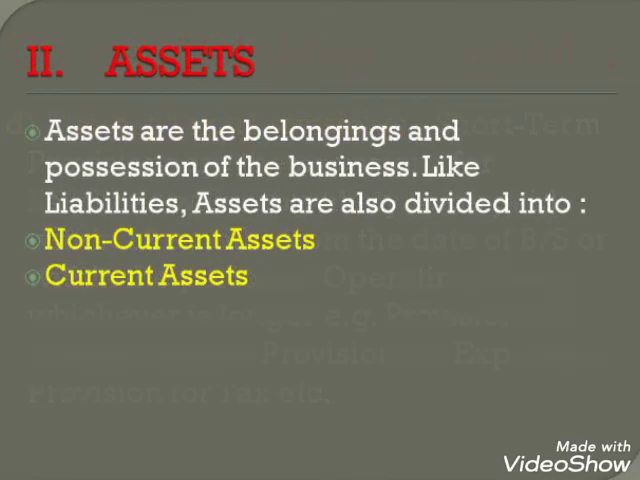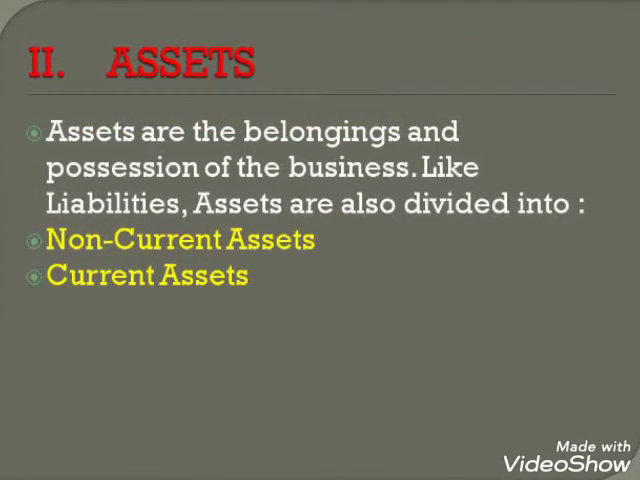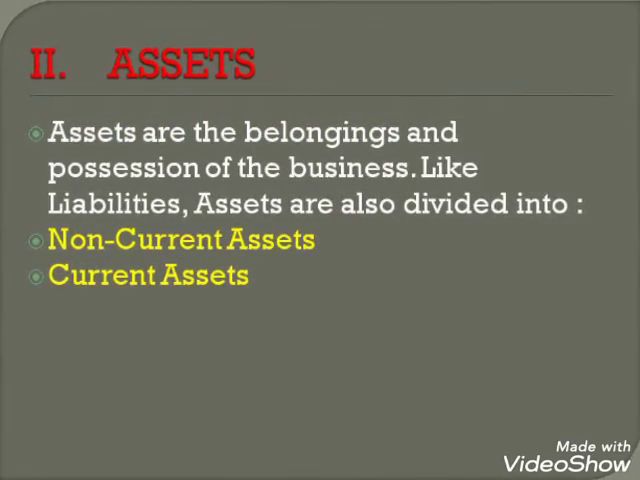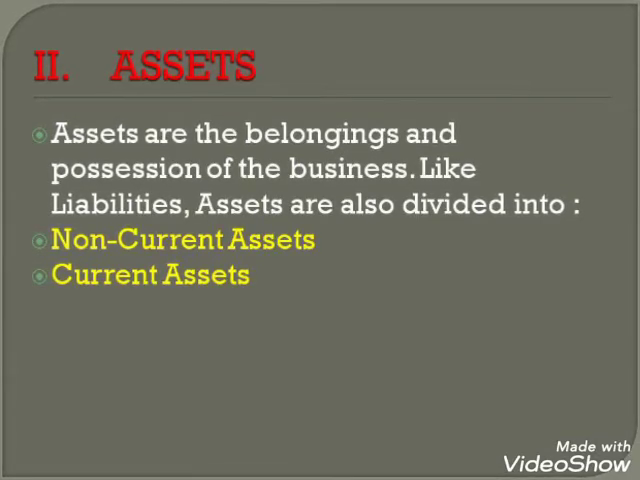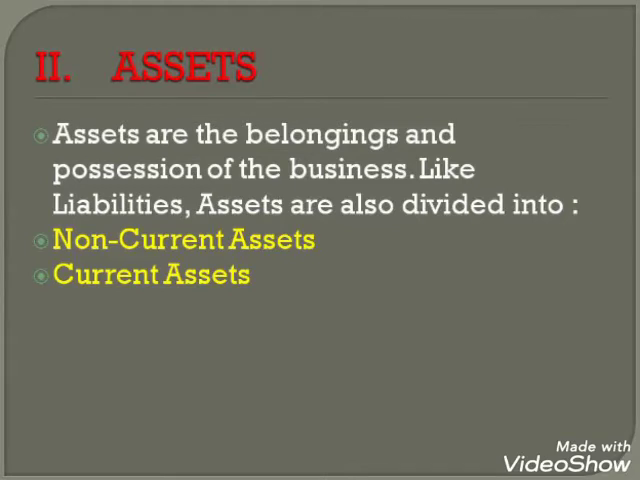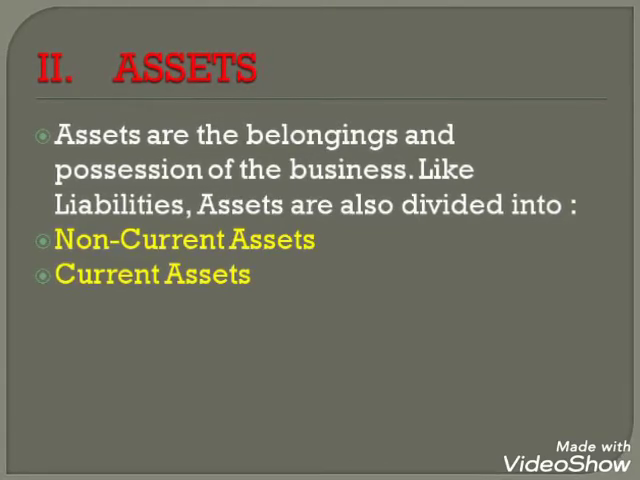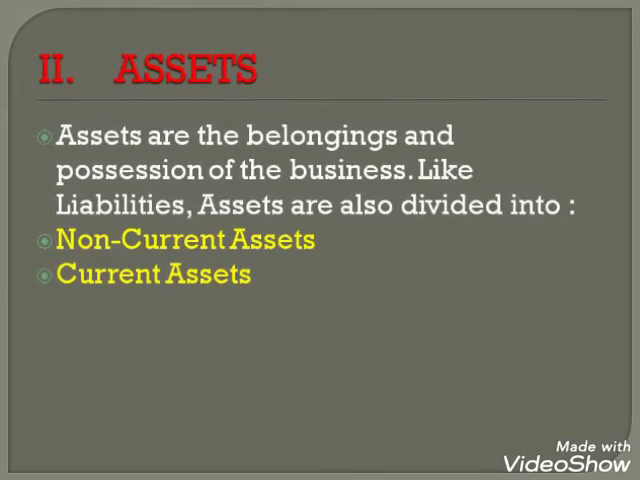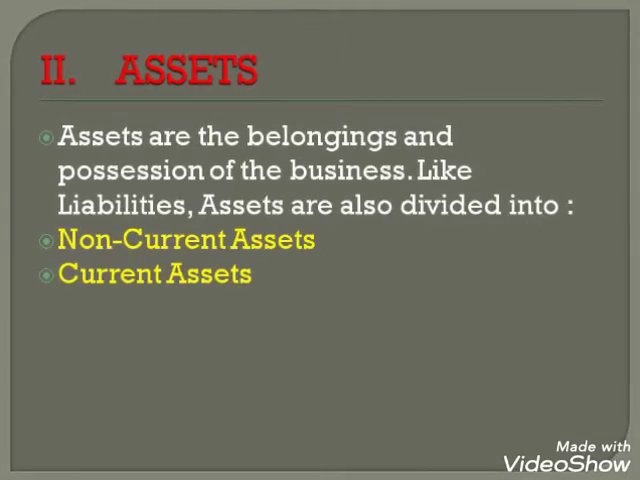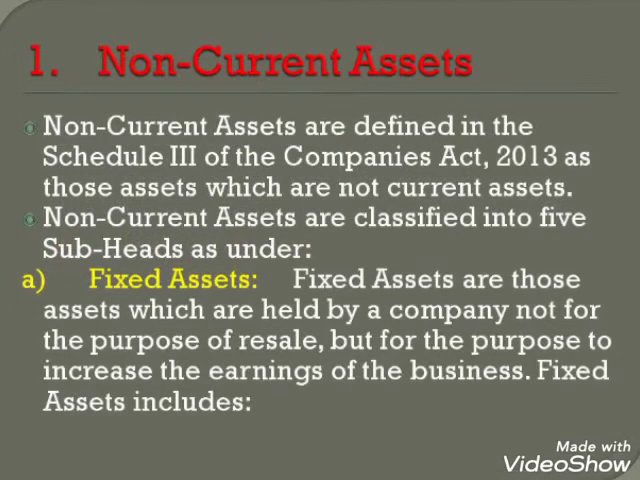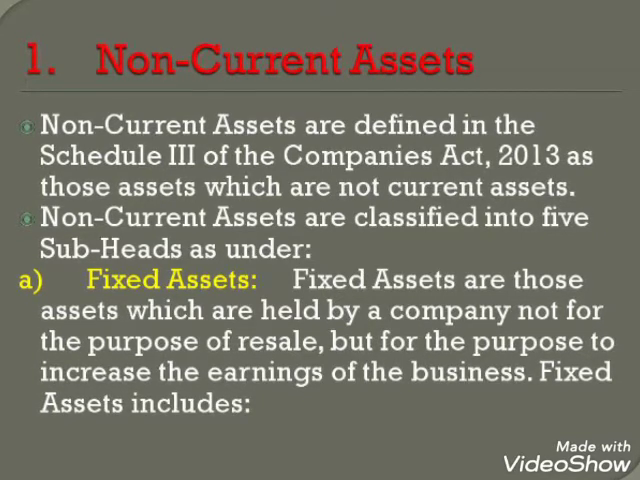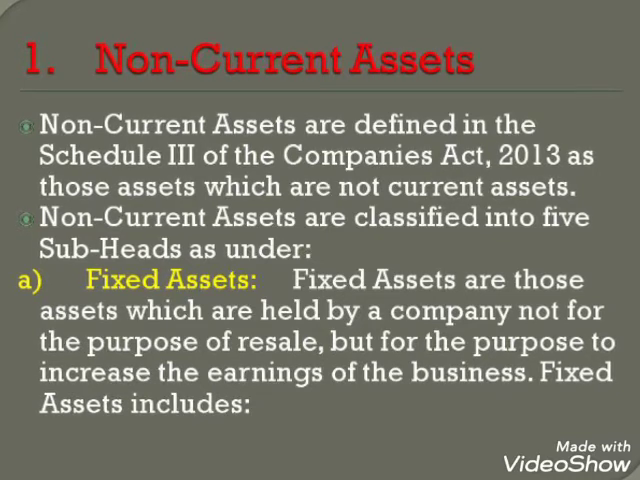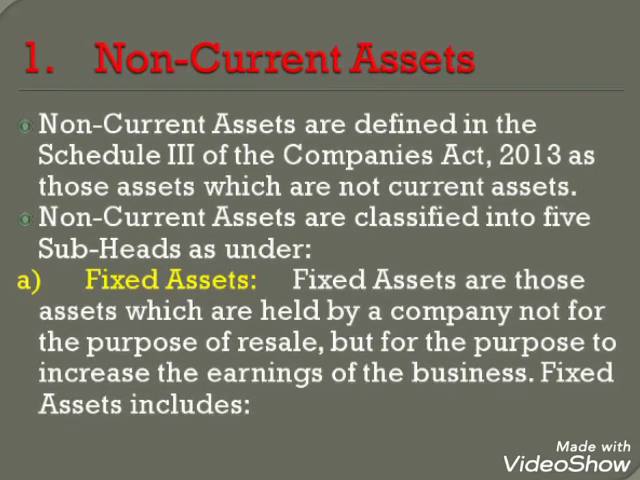Section 2 of the balance sheet consists of the assets. Assets are the belongings and possessions of the business, like liabilities. Assets are also divided into two major heads: non-current assets and current assets. Non-current assets are defined in Schedule 3 of the Companies Act 2013 as those assets which are not current assets.